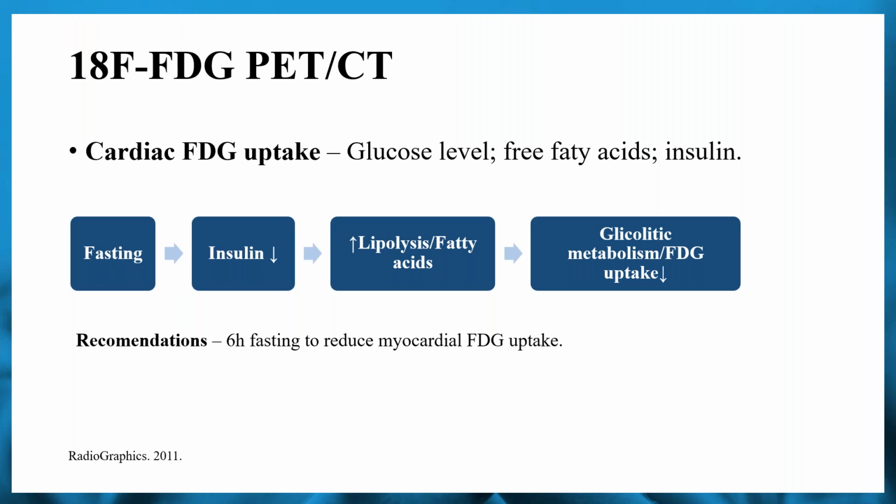So in order to understand the FDG application in cardiac tumors, cardiac masses, we must understand the FDG uptake in the heart, the cardiac uptake. It depends on three main factors, which are the glucose level, the free fatty acid level, and the insulin level. When fasting, there's a decrease in the insulin level, which increases the lipolysis and the fatty acid level. And it decreases the glycolytic metabolism, and so the FDG uptake is decreased when fasting.